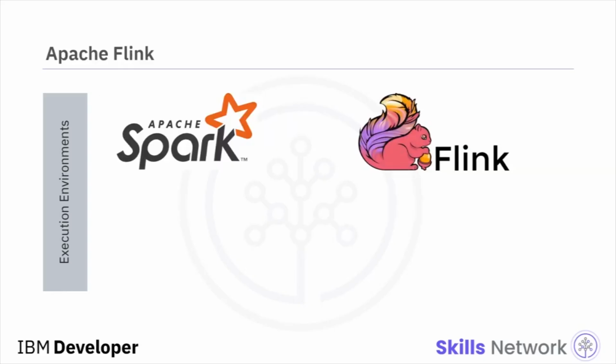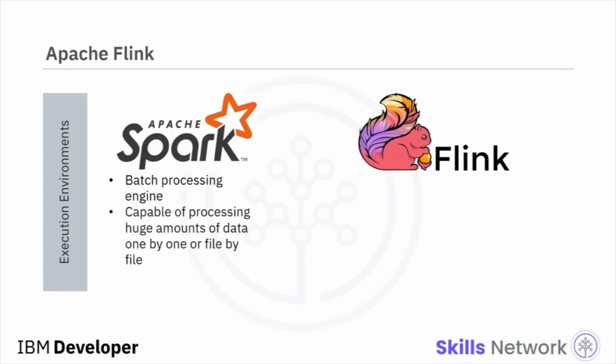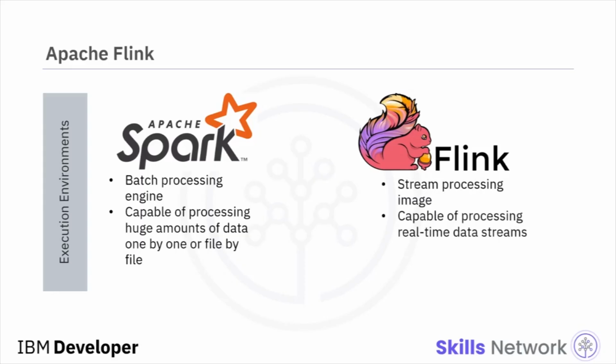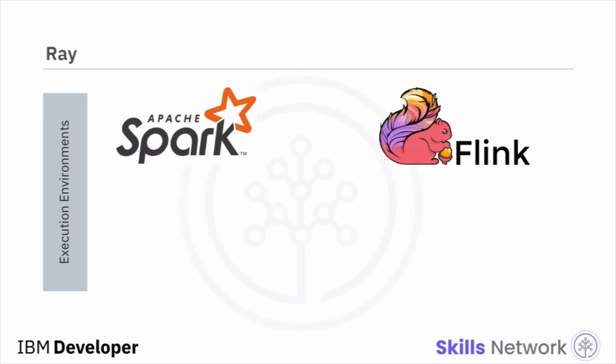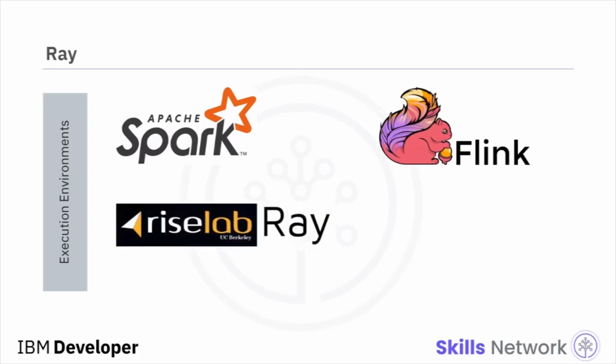Apache Flink was developed after Apache Spark continued to gain market share. The key difference between Apache Spark and Apache Flink is that Apache Spark is a batch data processing engine capable of processing vast amounts of data one by one or file by file, whereas Apache Flink is a stream processing engine with its main focus on processing real-time data streams. And although both engines support both data processing paradigms at the same time, Apache Spark is the choice for most use cases. After Apache Spark and Apache Flink, Ray is one of the latest developments in the data science execution environments and has a clear focus on large-scale deep learning model training.